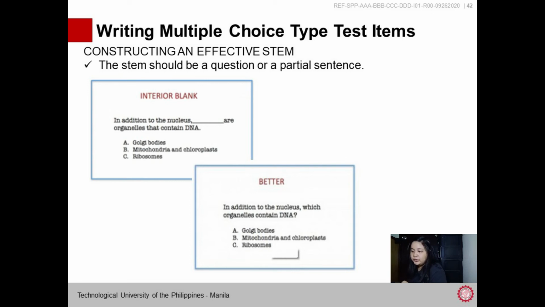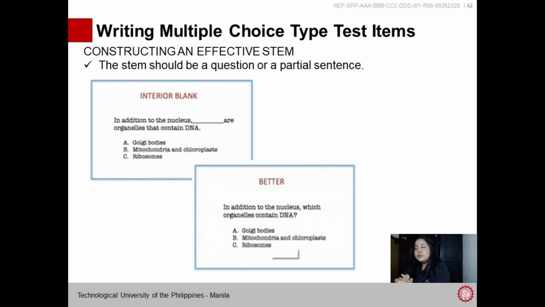In addition to nucleus, which organism contain DNA? So, kailangan nandun pa rin yung question, hindi pa rin mawawala yung question, kasi multiple choice type test items, questions talaga siya. Lahat is questions. Okay? So, hindi mo kailangan mag-conclude or maglagay ng isang buong sentence. Pwede na lang kung ito ay situational, though sa situational, meron pa rin question na hinahanap. So, bakit naglalagay ng question? Bakit kailangan yung stem is question like?